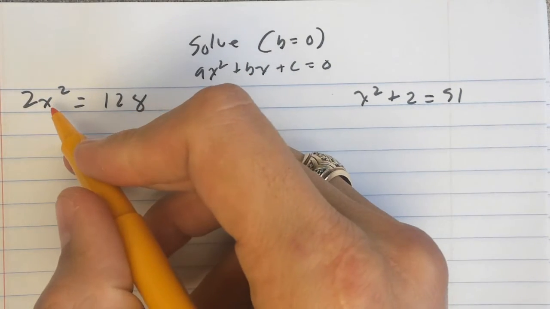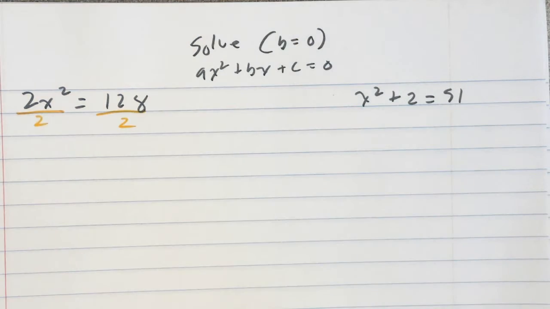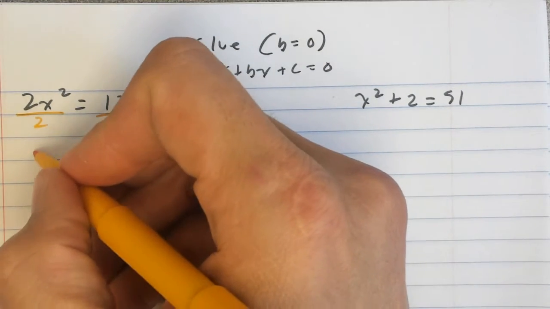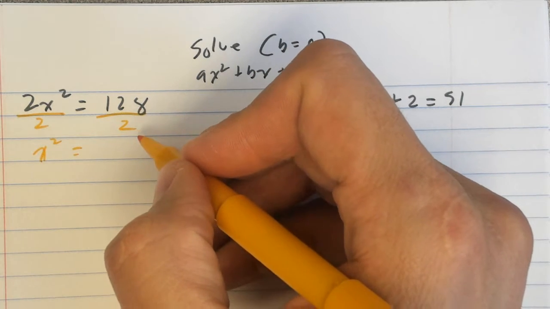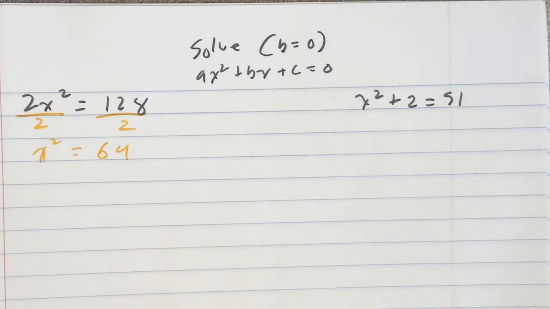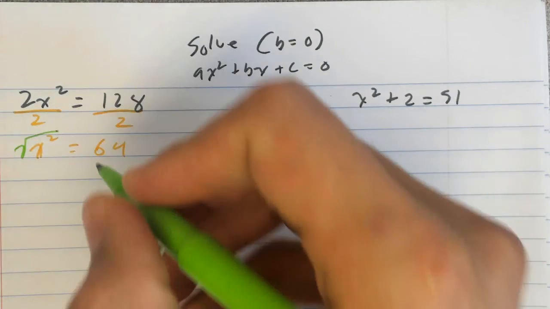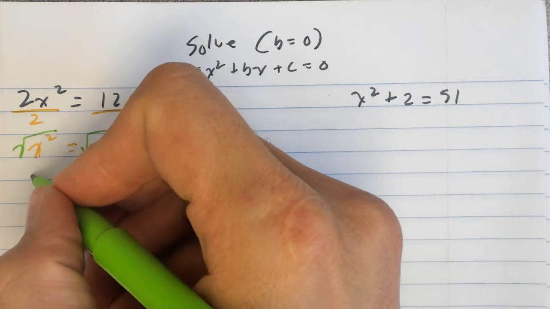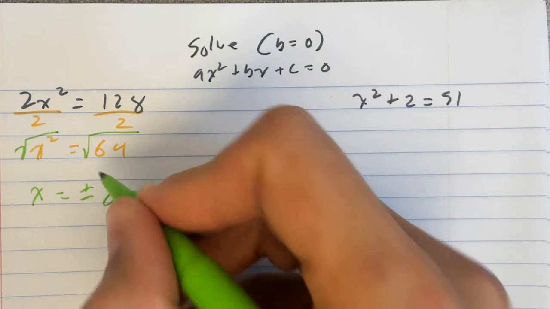My x squared is not by itself yet, so I have to divide both sides by 2 in this case. I get x squared is equal to 128 divided by 2, which is 64. Now that my x squared is by itself, I can take the square root of both sides, and I get x is equal to plus or minus 8.